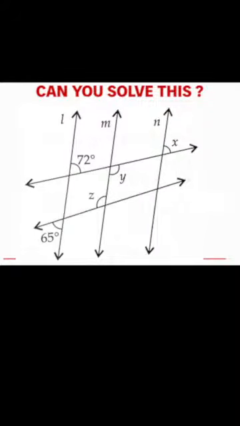Yes, we need to solve for the value of x, y and z. Z is 115, y is 108, x is 72. Okay. Not me saying z and y is going to be 108. No, that's incorrect.